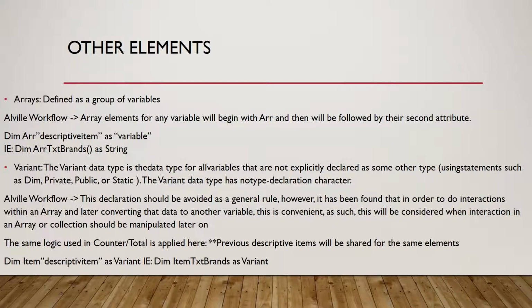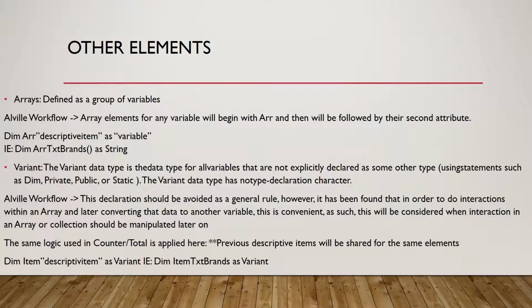Variant. The variant data type is a data type for all variables that are not explicitly declared as some other type, using statements such as dim, private, public, or static. The variant data type has no type declaration character. Alville workflow. This declaration should be avoided as a general rule. However, it has been found that in order to do iterations within an array, and later converting that data to another variable, this is convenient.